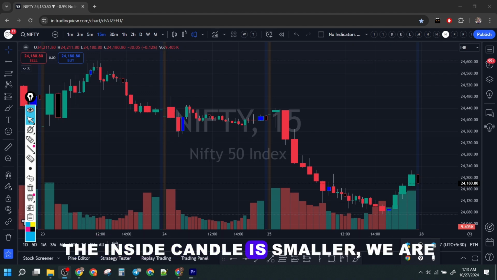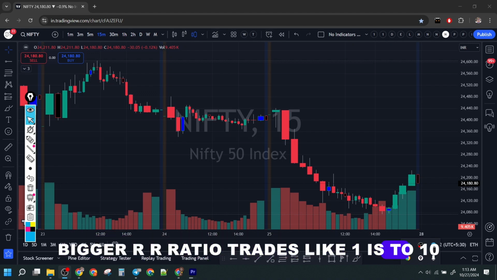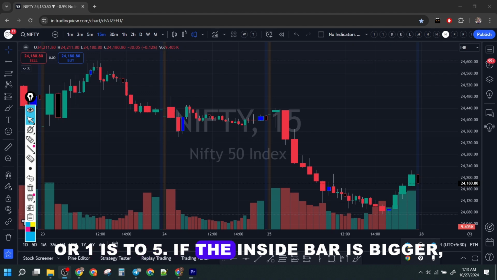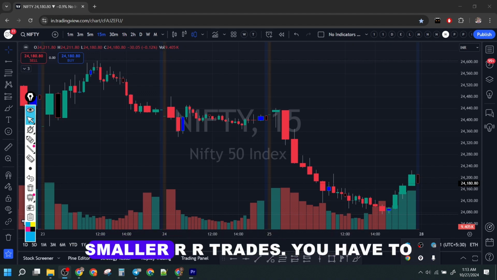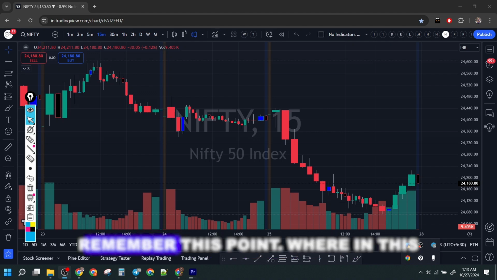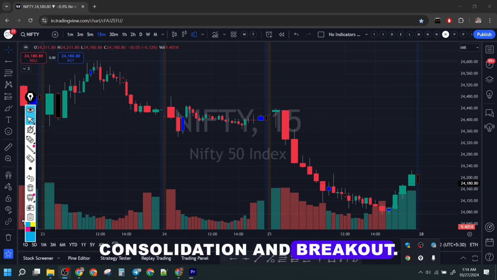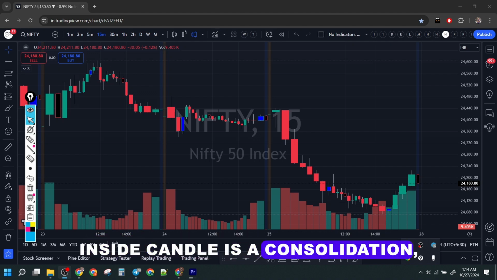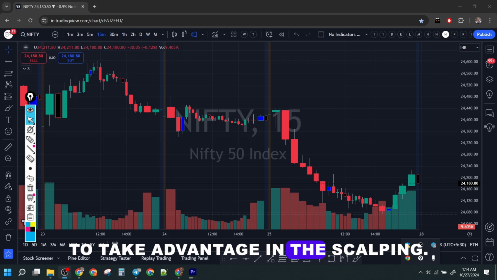If the inside candle is smaller, we are going to get bigger RR ratio trades like 1:10 or 1:5. If the inside bar is bigger, then we are going to get smaller RR trades. You have to remember this point. In this strategy, we are utilizing the consolidation and breakout. The inside candle is a consolidation, and next we are utilizing the breakout to take advantage in the scalping.